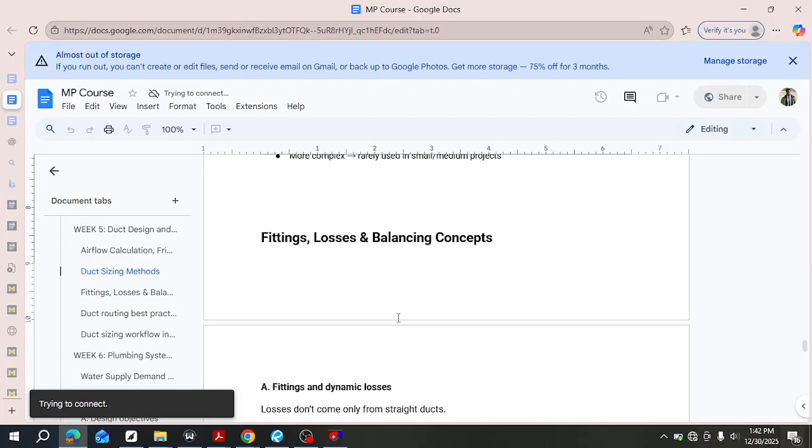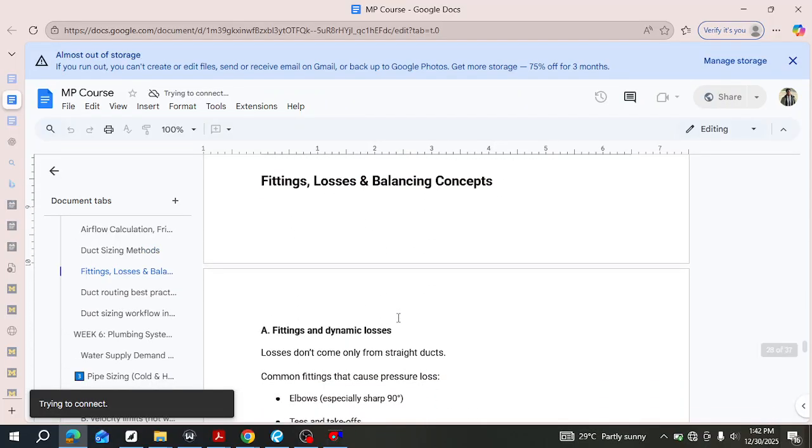So next, let's talk about fittings, losses, and balancing concepts, right? Now it's not just distance. Distance is one of the reasons why the air loses its velocity and its energy, but it's not just that. Fittings also contribute to that, right?